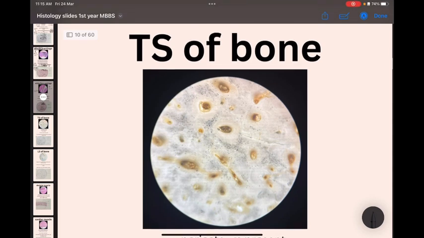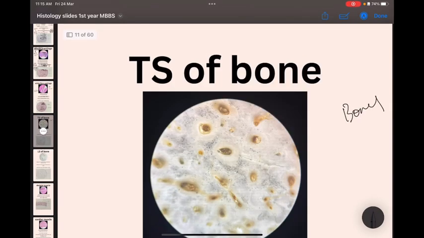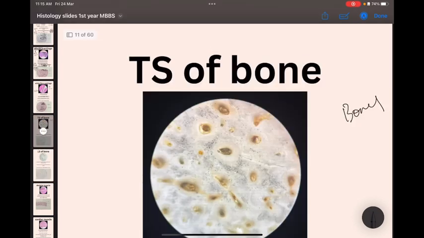Now coming to the slides of bones. We have TS and LS of bone. TS means transverse section and LS means longitudinal section. So if you get the slide of bone during your practicals or theory exams, just think that it is a God-given gift, okay? Because TS and LS of bone are the easiest slides that anyone can get.